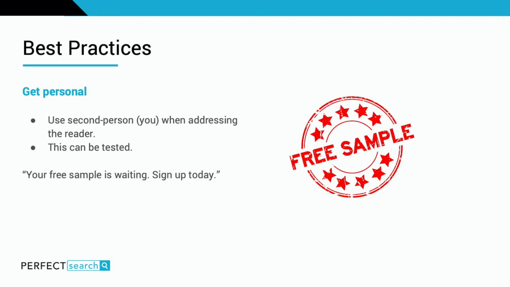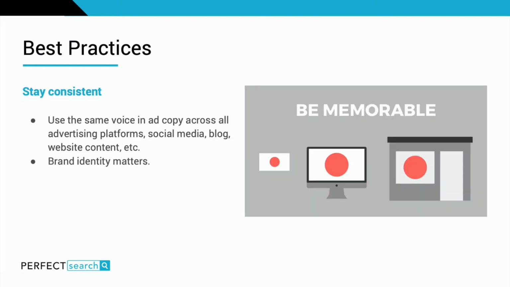It's important also to get personal. Use the second person, "you," when addressing the reader. This can be tested. For example, "your free sample is waiting. Sign up today." Stay consistent. Use the same voice and ad copy across all advertising platforms, social media, blog, website content, etc. Your brand identity matters, and you need to have a voice that your users are going to recognize.